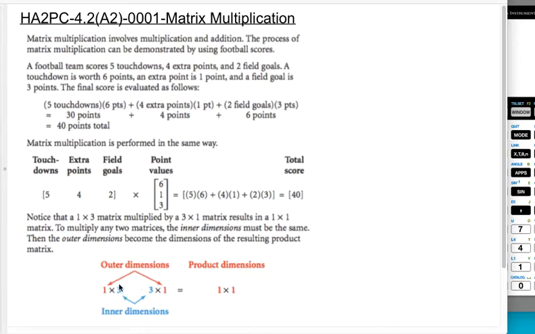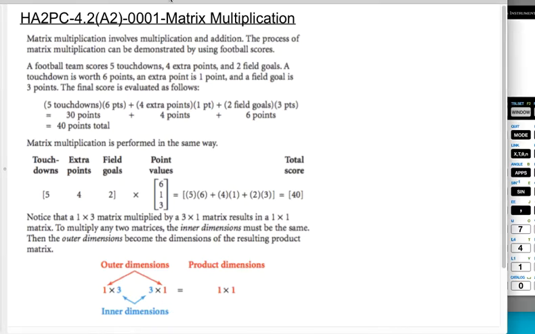So basically, the way matrix multiplication works is that in order to multiply 2 matrices, the outer and inner dimensions are concepts that you have to be familiar with, and the inner dimensions, which here are highlighted in blue, have to be the same. This is a 1 by 3 times a 3 by 1, so the inner dimensions are 3, which means they're the same, and the outer dimensions happen to be 1 by 1. The dimensions of your final answer will be whatever the outer dimensions are.